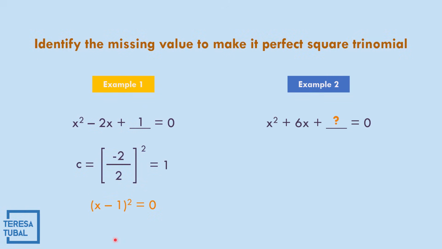How about number 2? In the given x squared plus 6x plus the blank is equal to 0. Again, c is equal to 6, the value of b, divided by 2, and then square. 6 divided by 2, that is 3. 3 times 3, the answer is equal to 9. So the unknown is equal to 9. So to get the factored form, square root of x squared is x, copy the sign of b, and then the square root of 9 is equal to 3, and then square. So the final answer is the quantity x plus 3 squared is equal to 0.